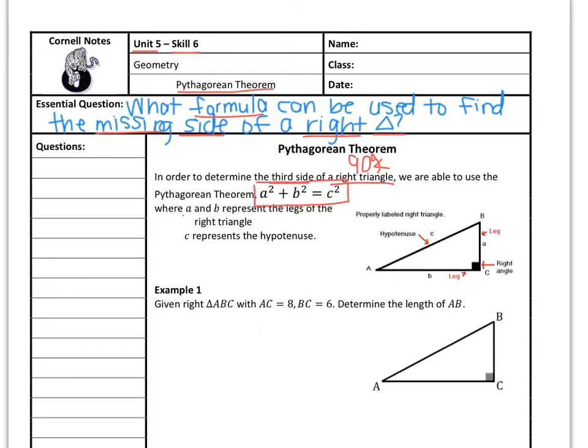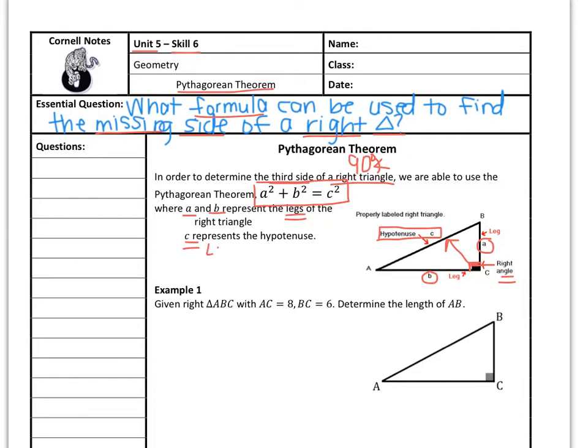We're able to use the Pythagorean theorem, which is right here, a squared plus b squared equals c squared, where a and b represent the legs of the right triangle. If we're looking at the diagram to the right, side A and side B are the two legs that make up that 90-degree angle. They meet to form that 90-degree right angle over here. And then C represents the hypotenuse, the long slanted side. I always say that the 90-degree angle box points to the hypotenuse.